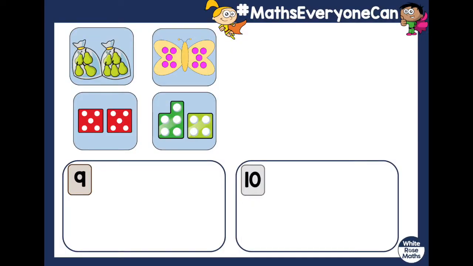I'd like you to have a little look at this picture now, and I'd like you to see if you can sort out the numbers into 9 and 10. So you need to count them carefully. They're all represented in different ways. See if you can work out which ones show 9 and which ones show 10. All right, off you go. Here's the picture. Well done, everybody.